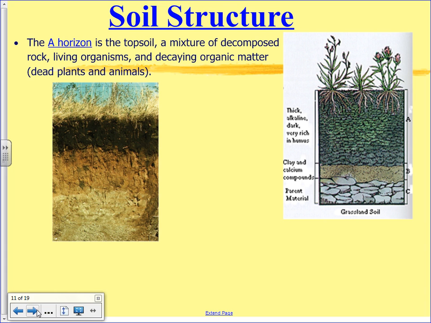So like we said here, soil structure. The A horizon is the topsoil, so it's typically dark. There are some exceptions to that. It contains decomposed rock, living organisms, and decaying organic materials, so dead plants and animals and whatever else. Depending on the area you're in, the A horizon can be very thick or practically absent. What kind of places do you suppose have the thickest topsoil or A horizon?